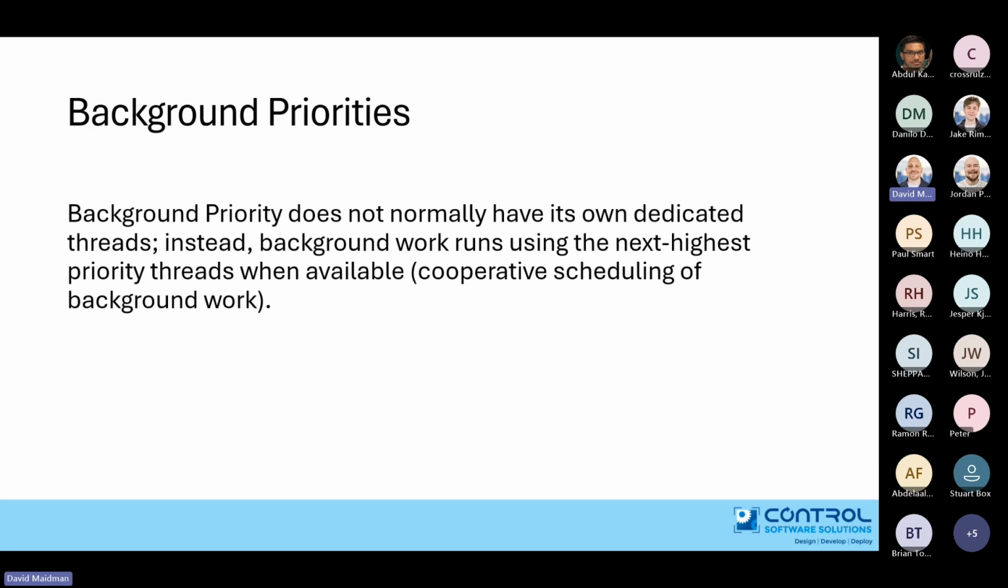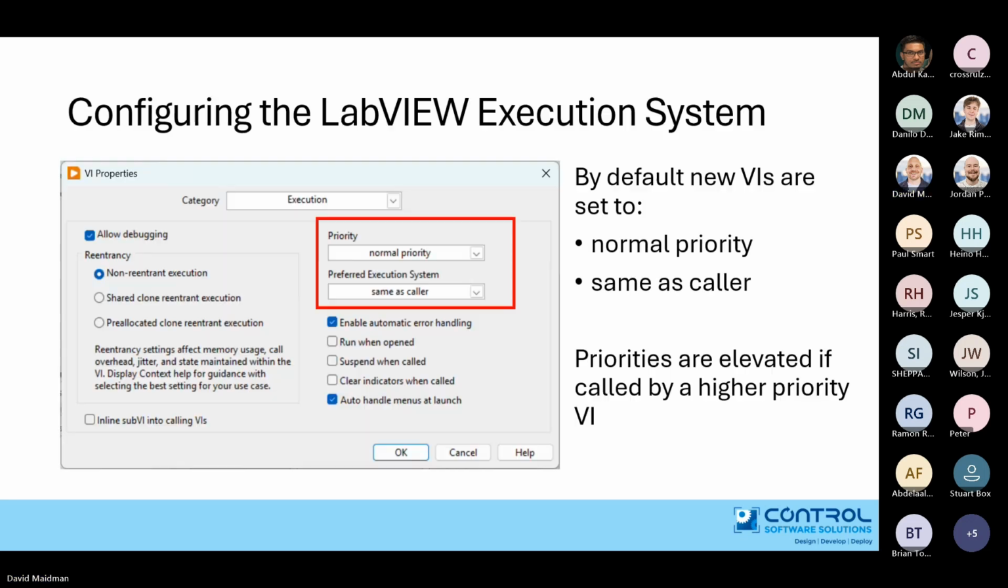Background priorities don't normally have their own thread. Instead, they will use the thread of the next highest priority. Okay, and that will be scheduled as and when within that thread. So they're lower priority.